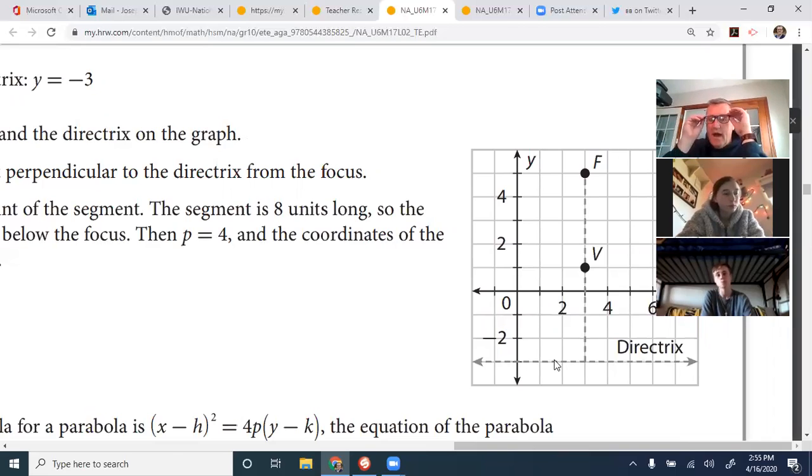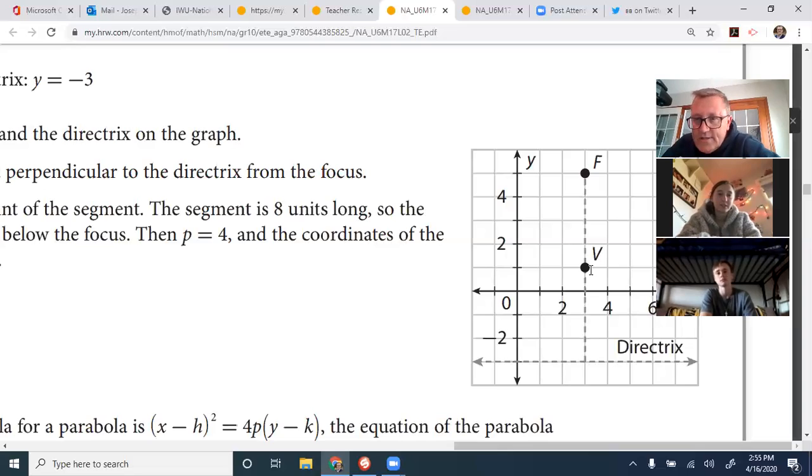Okay, now how did they find this vertex? That's what the V represents. How did they find that? What do you think? Taylor, what do you think? Just take a guess. It's okay. They went down 4 from the focus, but why did they go down 4 and not 5? Or why did they go down 4 and not 3? Because p equals 4. I don't know. Okay, let me explain. You're right.